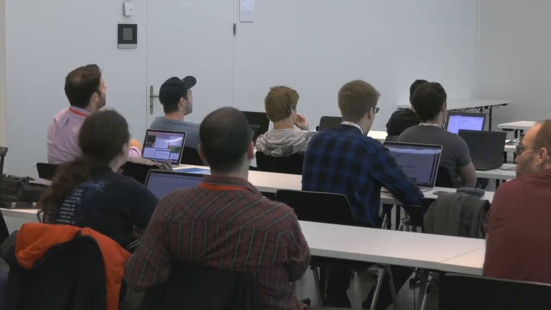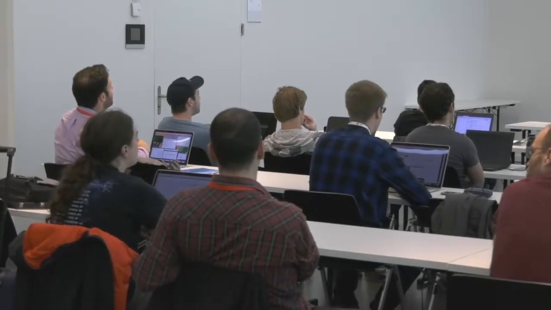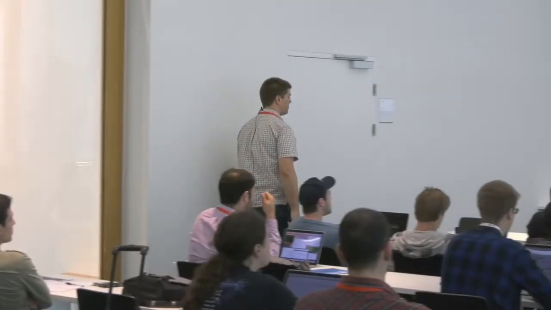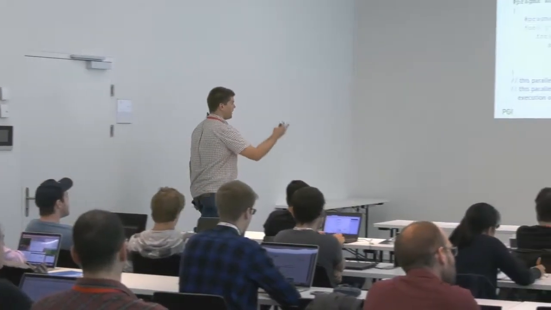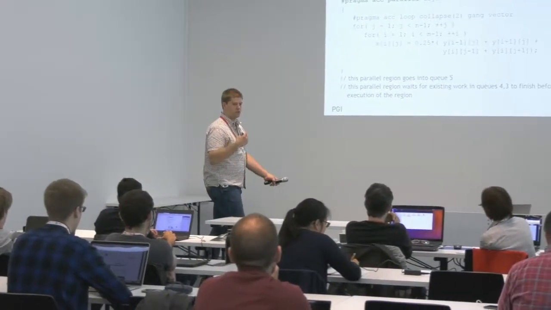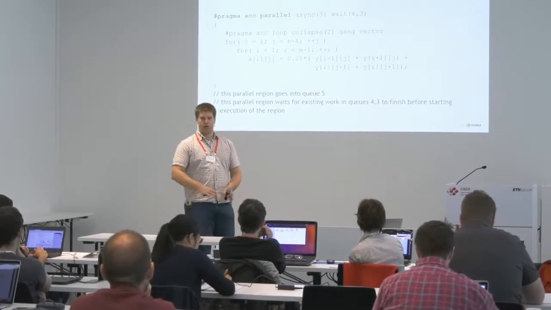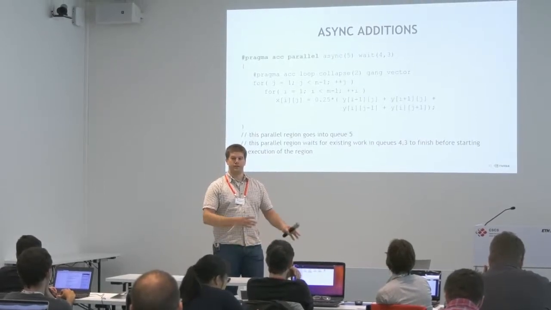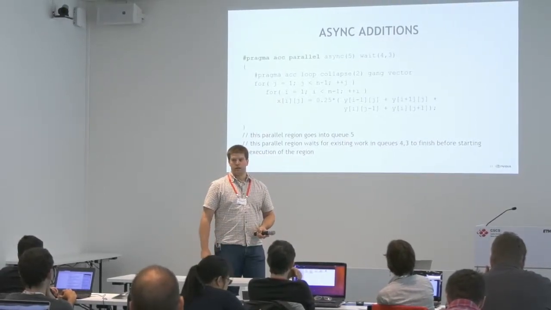Q6 at that point would be completely independent. All we're doing here is saying 4 and 3 need to be completed before this piece of work in queue number 5 starts. All the other queues, 6, 1, 2, whatever, run completely independently. If there are resources free, their work will get scheduled and will get executed. Okay?